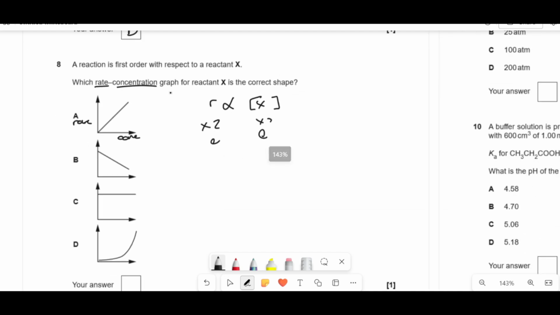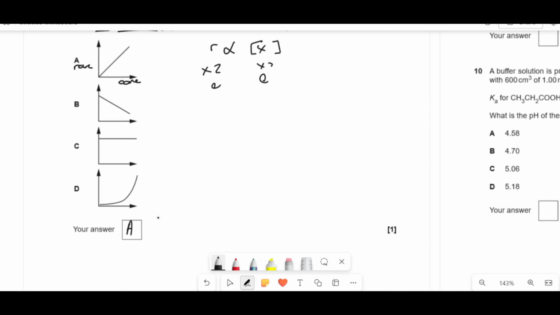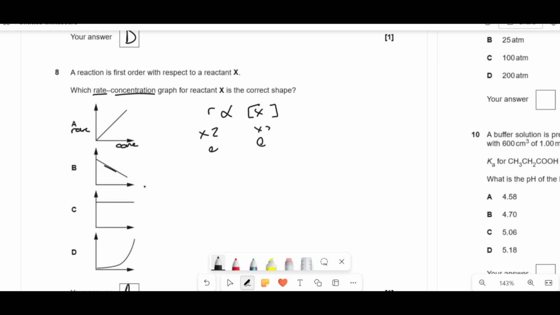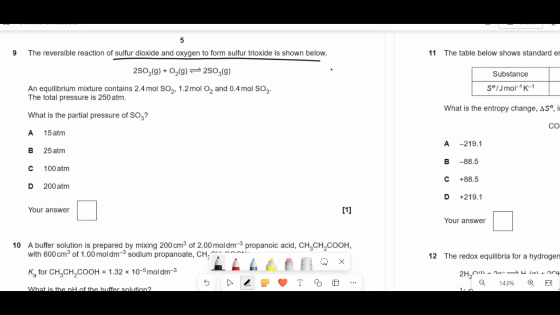It's proportional. It's a straight line. If it's proportional to itself and not squared or anything, it's a straight line through the origin. So that's there. This one, the rate's going down with the concentration, so that's incorrect. Here, the rate is not changing at all with concentration, that's incorrect. And this one, it's shooting up exponentially. So it could be second or third order because it's proportional to its squared. So that's out.